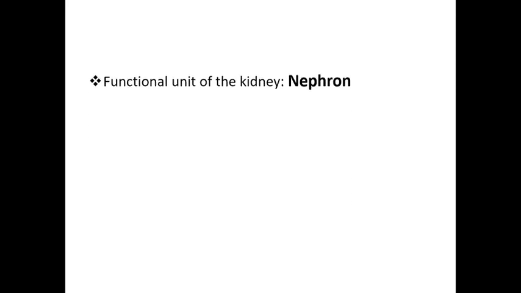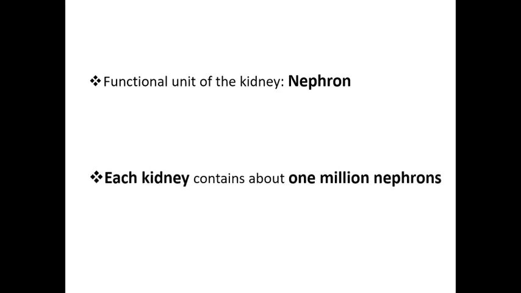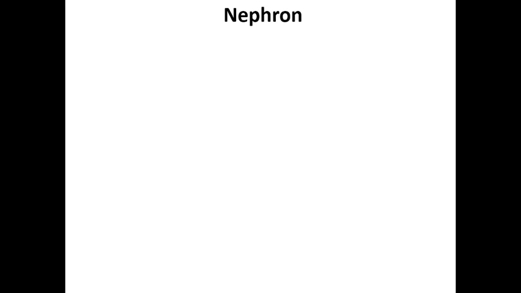So that's about the macroscopic structure of the kidney. Now we will see the microscopic or the detailed inner structure of the kidney. So the functional unit of the kidney is called nephron. Each kidney has about 1 million nephrons. So we have 2 kidneys in total. That means in a normal person there are about 2 million nephrons in both the kidneys.